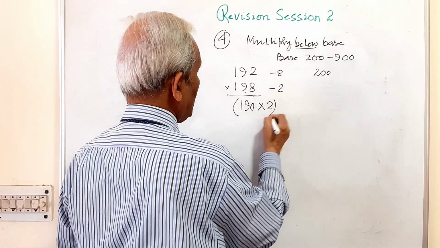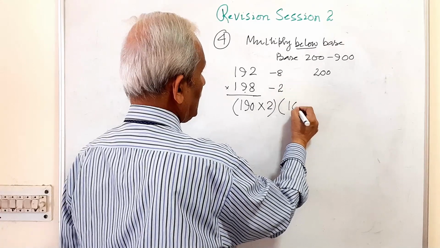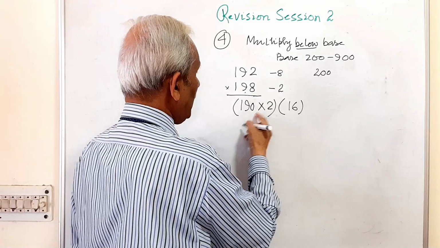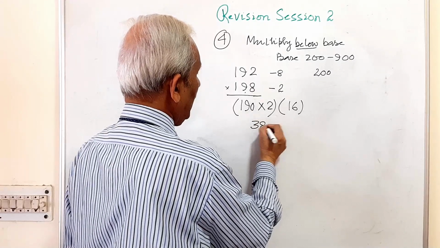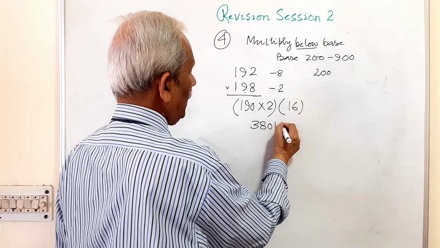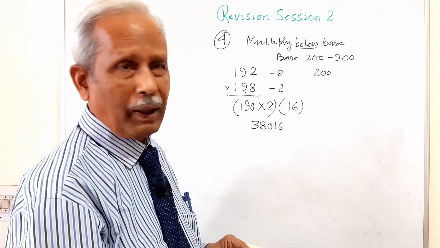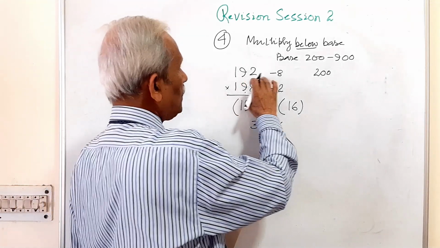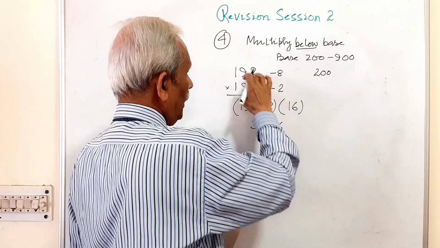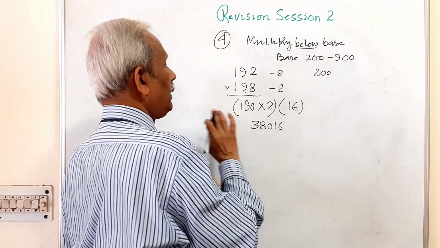This becomes the first part of the answer. The second part of the answer is minus 8 into minus 2 is 16, positive. Now, 190 into 2 is 380. The base has got 2 zeros, so there are 2 digits here, so it's okay. Answer is 38016. Quite simple. Understandable. I hope you understand it. 192 minus 200 is minus 8, 198 minus 200 is minus 2. 192 minus 2 is 190, 198 minus 8 is also 190.